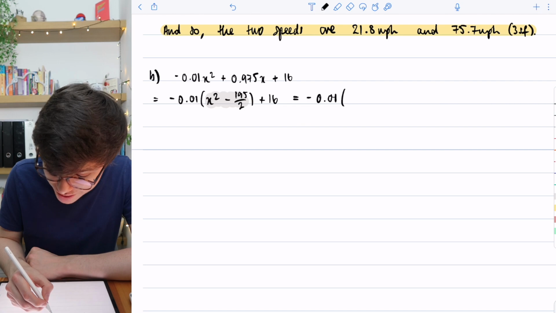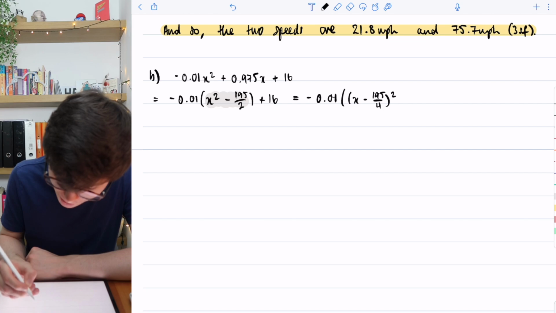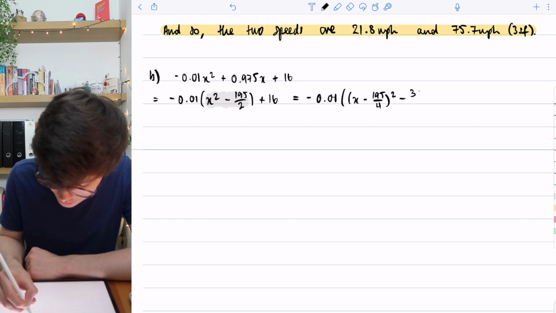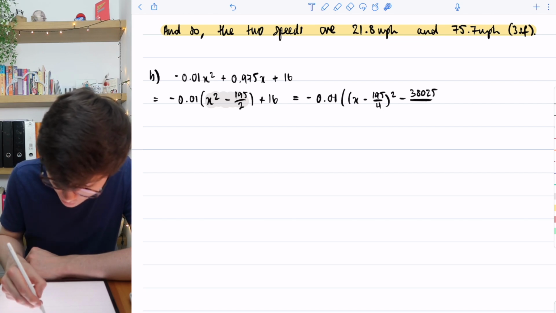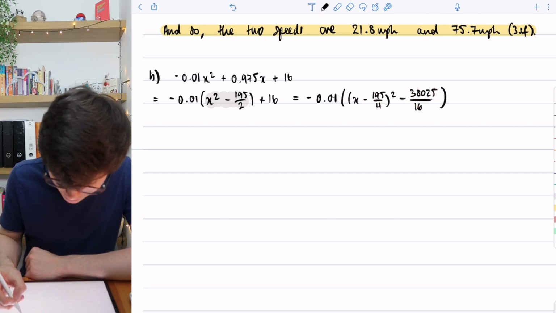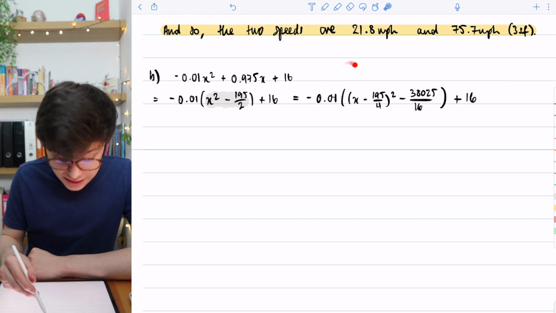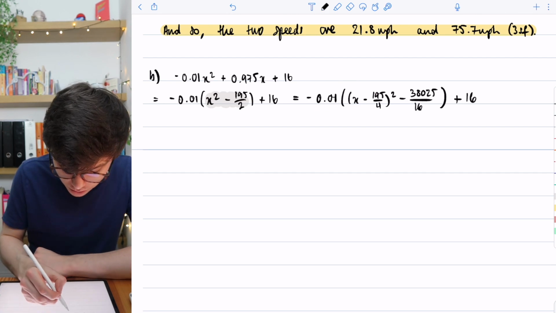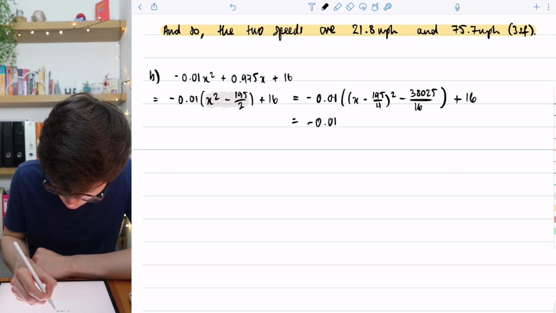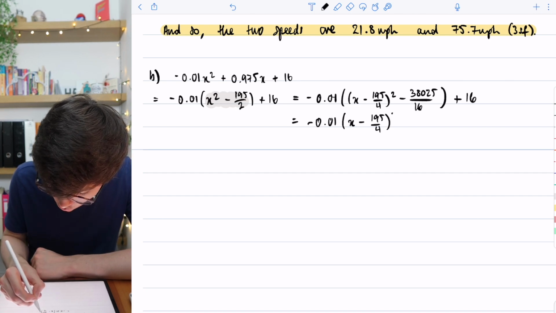Completing the square on the inside, I'm going to have x. I'm going to half the number in the bracket, square that, and take away what I get when I square this number. Okay, so square 195 and square the 4, and then take that away. And then close the bracket and add on 16. Then I can re-expand the bracket if you like. I will have minus 0.01 times x minus 195 over 4 all squared.